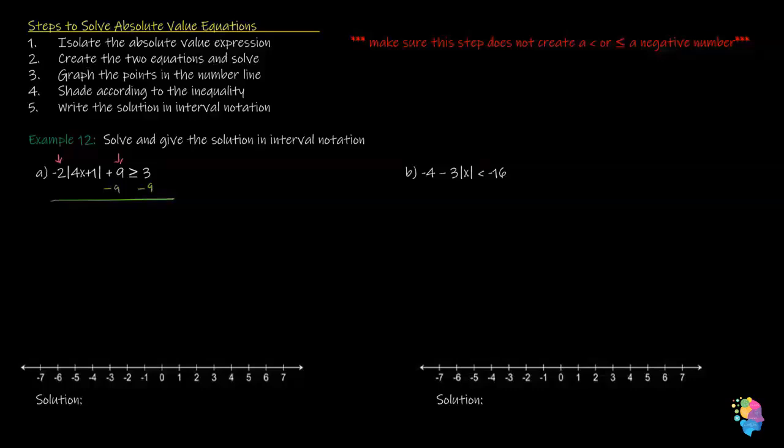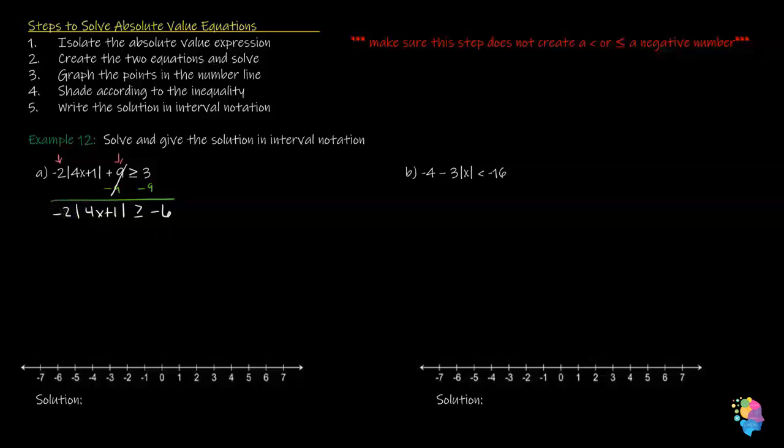And then I'm going to have -2 times the absolute value of 4x plus 1. The +9 and -9 will get eliminated, is greater than or equal to 3 minus 9. Different signs, we subtract, keep the sign of the largest. All right, we check again. The absolute value is on the left side of the inequality, but I still have this -2 multiplying the absolute value. So the absolute value is not isolated until I get rid of this -2.